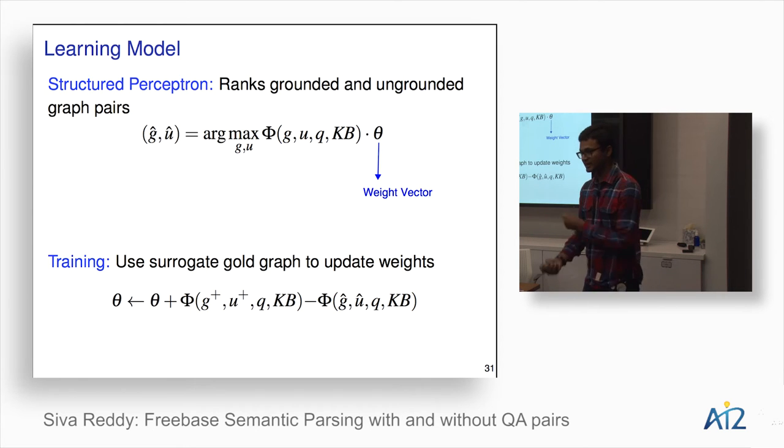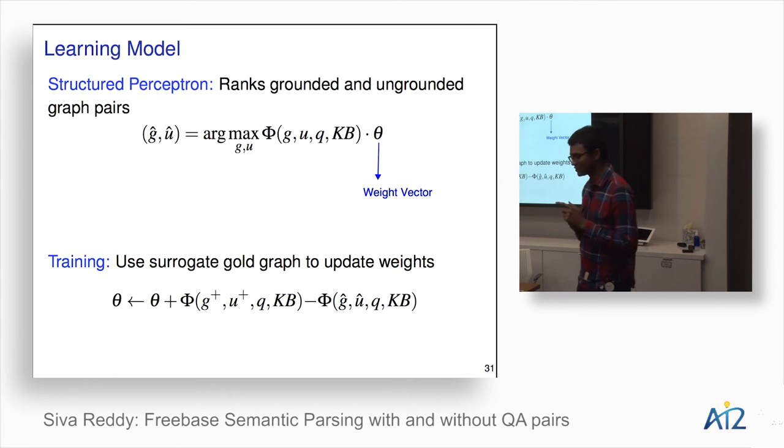Because graph isomorphism is a big problem, I need to prune my search space. So for that, I take some entity linker and try to find the graphs I am interested in without having to search the whole Freebase. And so the surrogate gold graph is a graph whose denotation matches the natural language denotation. Exactly. And you said you could have several of them. So what if you pick one in that set? Do you still do the update?